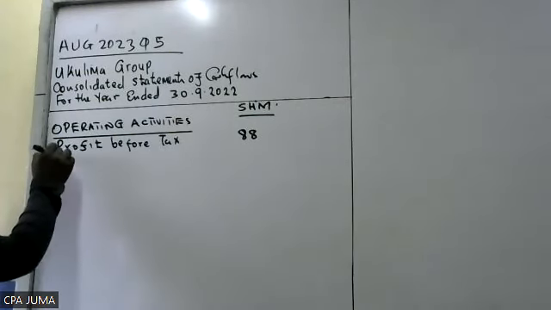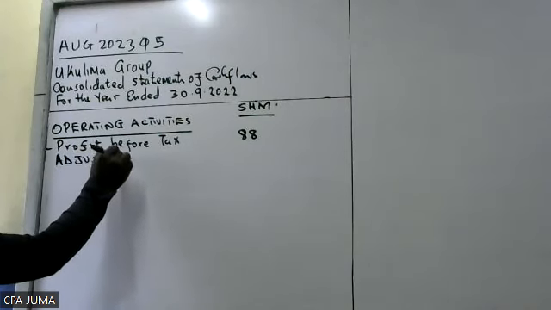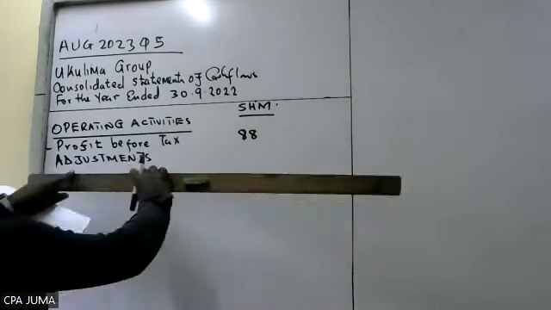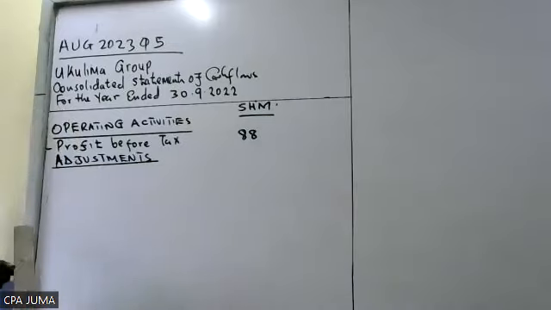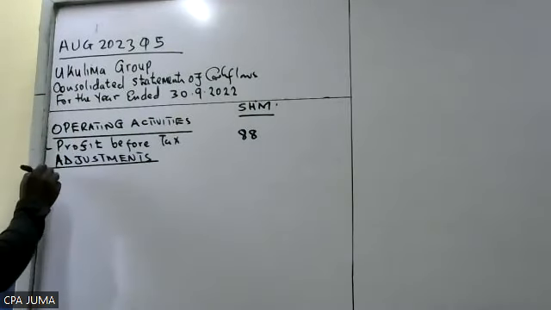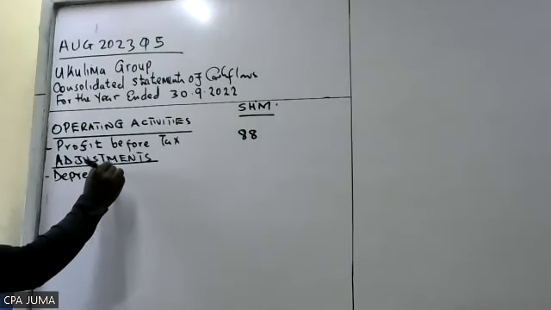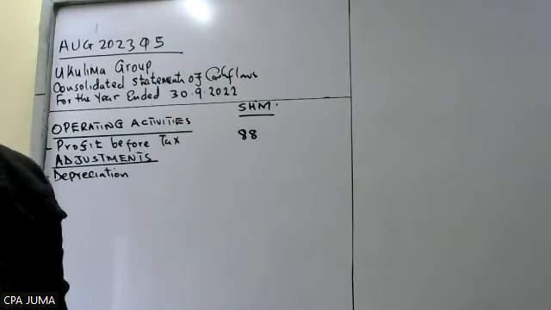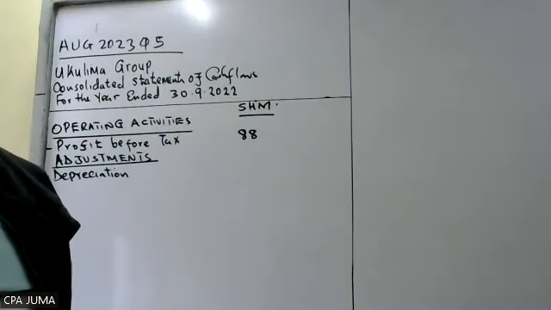So once you write adjustments, the first adjustment, whichever cash flow in this world, any cash flow you will ever come across, the first adjustment is always depreciation. So can you check the notes where we can get depreciation?